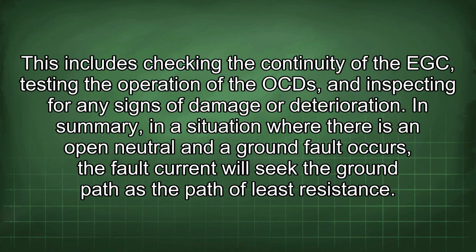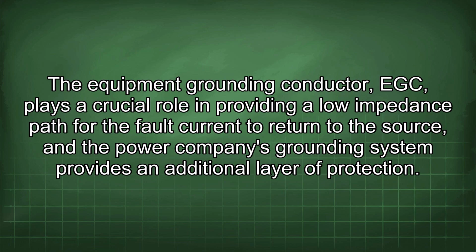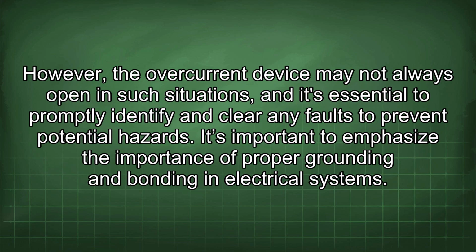In summary, in a situation where there is an open neutral and a ground fault occurs, the fault current will seek the ground path as the path of least resistance. The equipment grounding conductor, EGC, plays a crucial role in providing a low impedance path for the fault current to return to the source, and the power company's grounding system provides an additional layer of protection. However, the overcurrent device may not always open in such situations, and it's essential to promptly identify and clear any faults to prevent potential hazards.